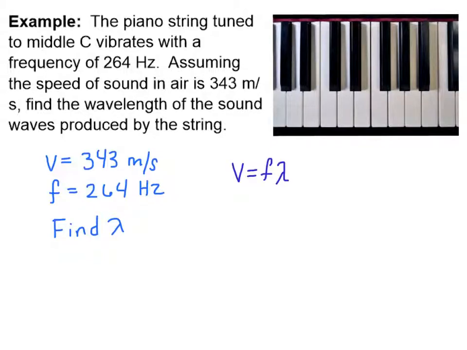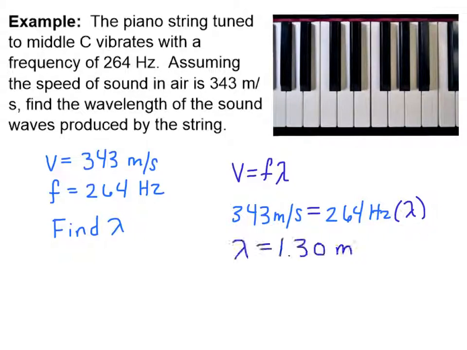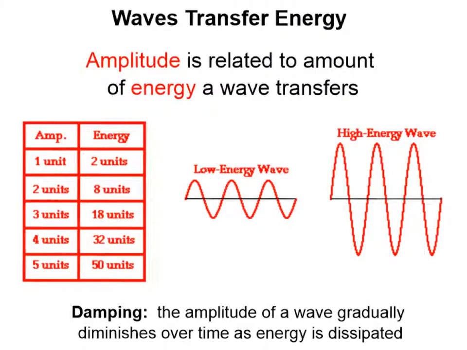My equation for speed is speed equals frequency times wavelength. I can plug the values into that equation and solve for wavelength. You can see that this is in inverse hertz, so when I divide by that, my inverse seconds are going to cancel out. I'm going to be left with a wavelength in terms of meters, and it will be actually 1.30 meters. So the last thing we're talking about will be that waves transfer energy.